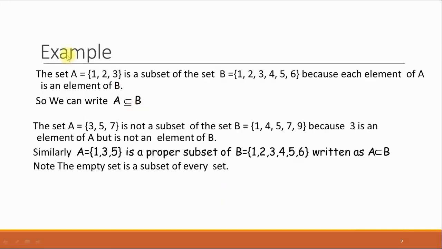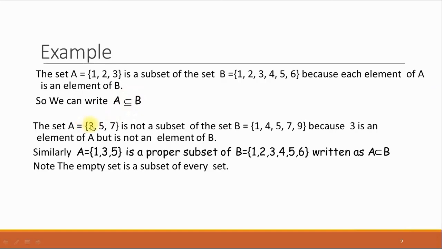For example, A is equal to {1, 2, 3}. This is a subset of B because each element of A belongs to set B. Because each element of A belongs to B, A is a subset of B and we write A ⊆ B.